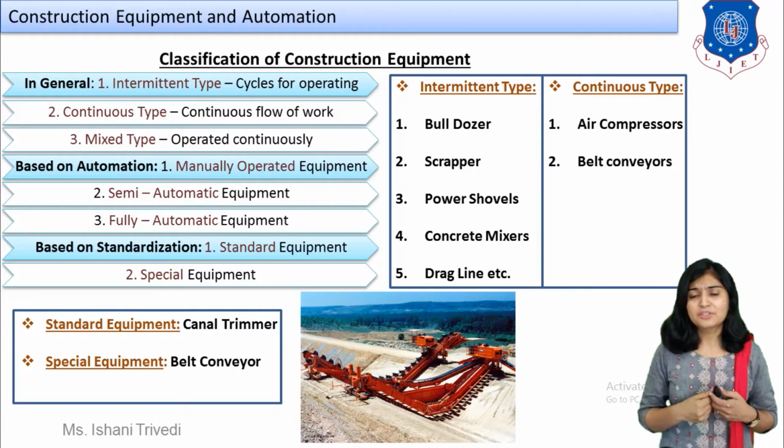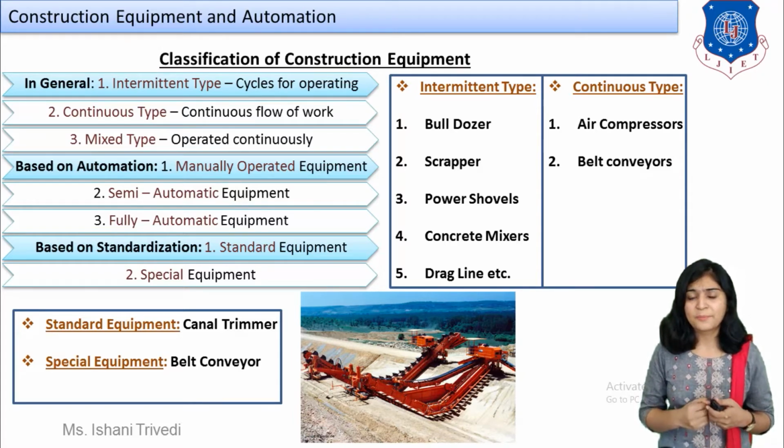Have a look at the image over here. I think you will be able to see the image. Yes, this is an example of a canal trimmer. It means the excavation work which has to be performed specifically for the canal. Slopes have to be provided. You know how a canal is, right? So here the equipment you can see is an example of a canal trimmer. This will be standard throughout the country.